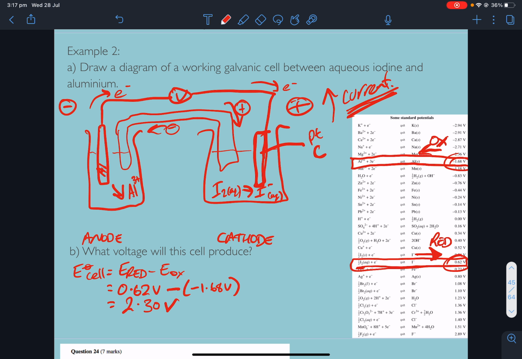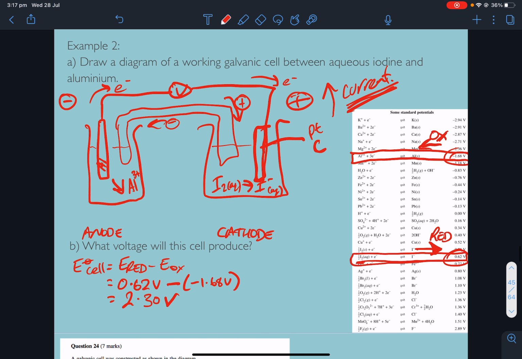Sometimes you'll have questions that ask for the largest cell, which combination will produce the largest cell voltage. Remember, if they're close together but around the right way, little cell voltage. If they're very far apart in the table and they're around the right way, large voltage, a large punch for your buck. You're gonna light up some bulbs and stuff like that.